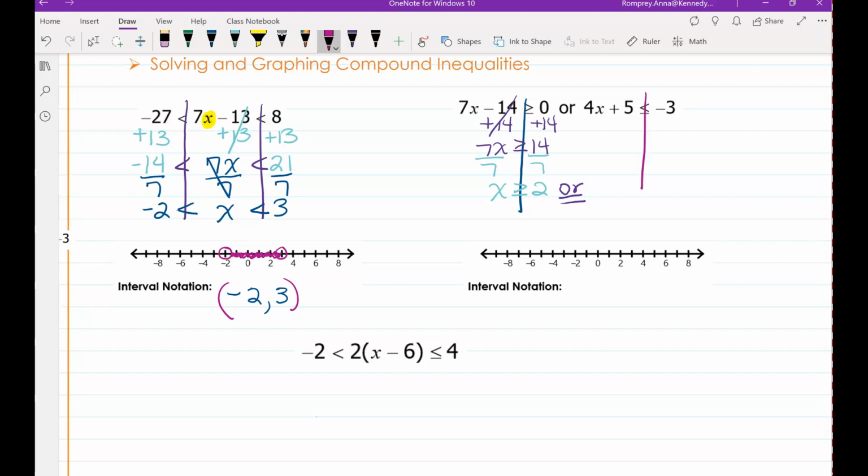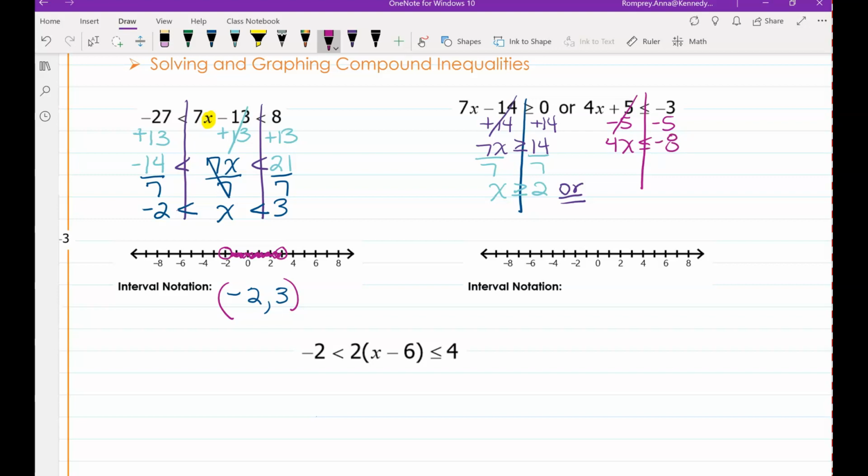4 times x plus 5 is less than or equal to negative 3. So I'm going to cancel out this positive 5. The inverse is negative 5, or minus 5. So 4x is less than or equal to negative 8. All right, cool beans.